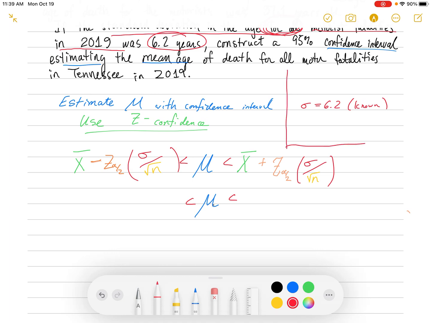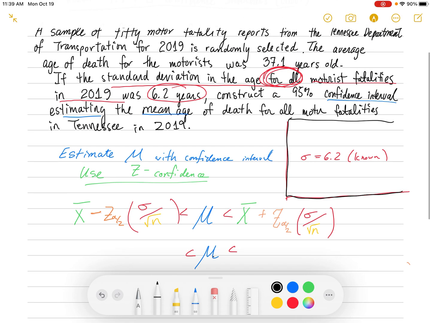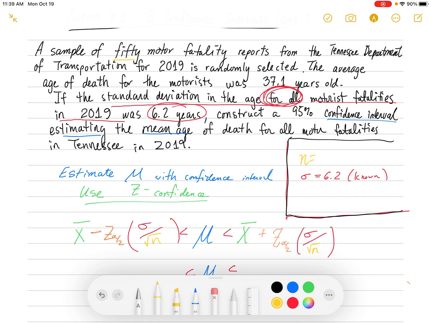So what things do you know? We'll write the things that we know up here in this little box. So you know the population standard deviation already. What's the sample size? N. How big of a sample did you take? You took a sample of 50 dead motorists, basically, right? The fatality reports represent the dead motorists, so 50. Sample size is 50.